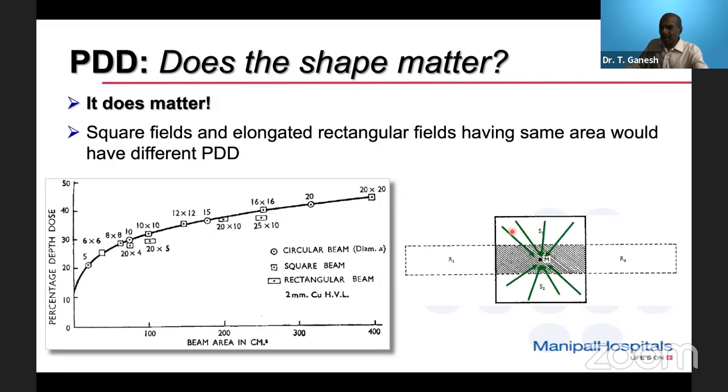However, now the scatter radiations from this, because they are very close to the center, they are able to reach this point. However, the scatter radiation that originates here is at a far away distance from the center point, so they are not able to reach. The red arrows are not able to reach. The green arrows are able to reach. So as against the 8 arrows, now only 4 arrows are reaching the center point. 4 arrows are lost. So that is the reason why PDD for a rectangular field is lesser than the square field having the same area.